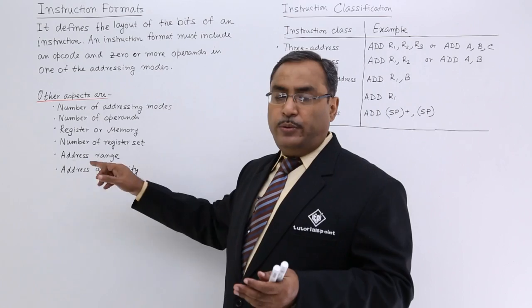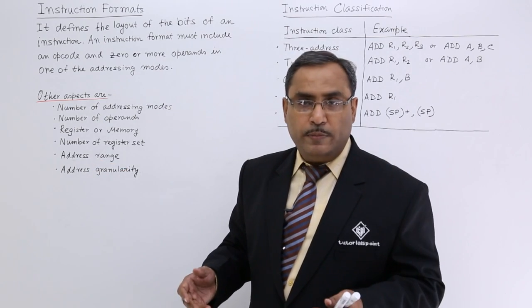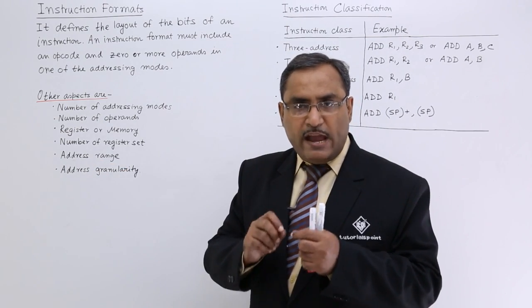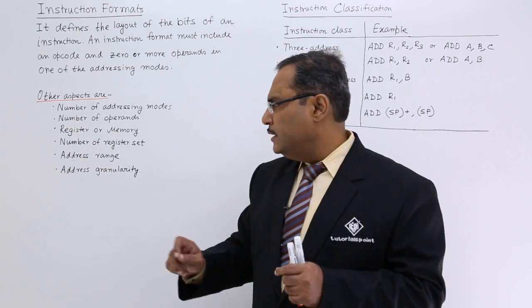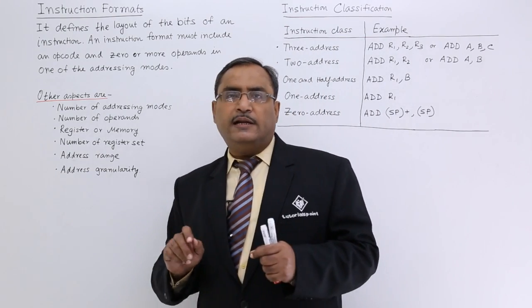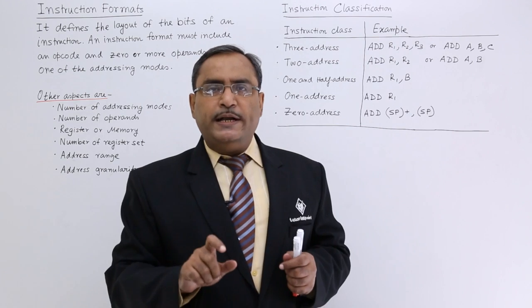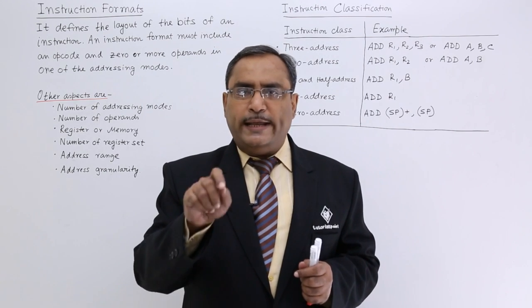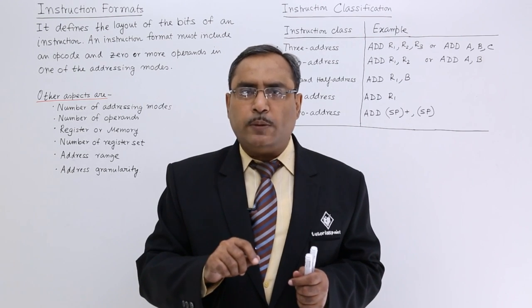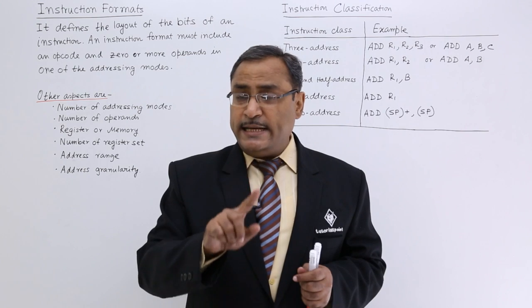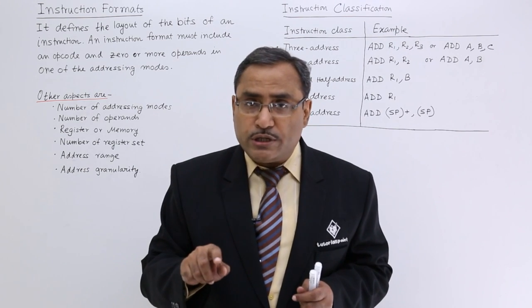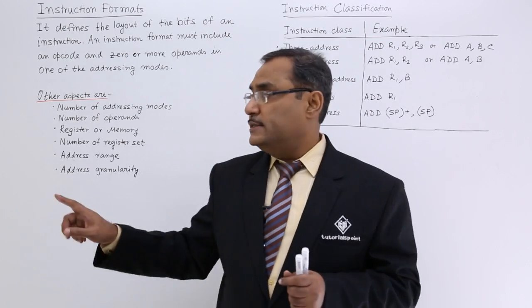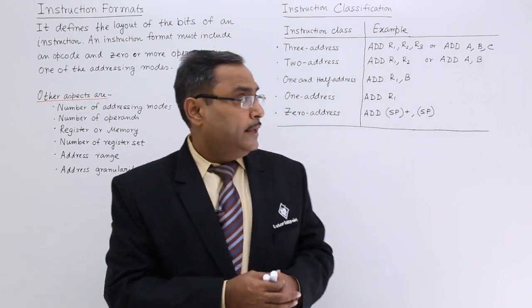Address range, when it is increasing, more bits will be required for the unique identification of each location in the computer's memory. And address granularity, that means I am reading 32 bits of information from a memory where each and every location contains 1 byte of information. That means each and every memory read is actually reading the content of 4 memory locations. So that is the address granularity.